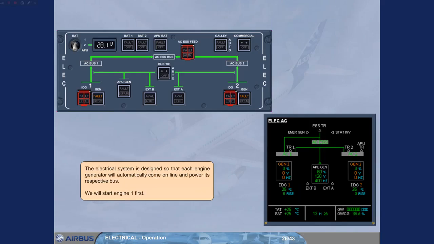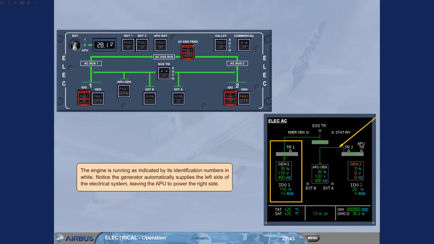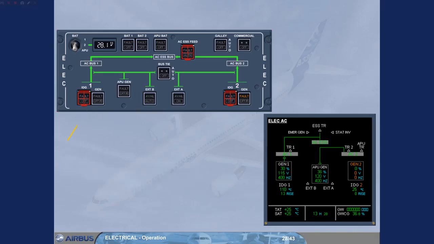The electrical system is designed so that each engine generator will automatically come online and power its respective bus. We will start engine 1 first. The engine is running, as indicated by its identification numbers in white. Notice the generator automatically supplies the left side of the electrical system, leaving the APU to power the right side. Also notice that the fault light on the generator 1 push button switch has disappeared.